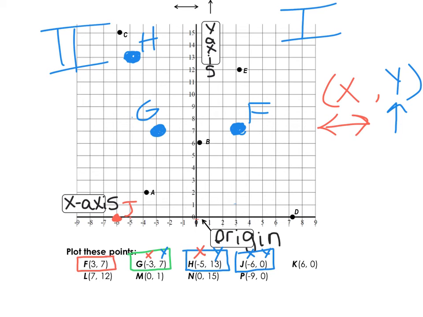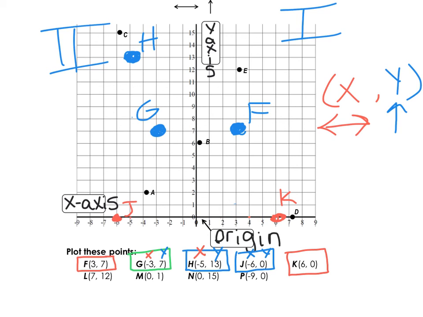All right, now we're going to do K. And let's look at when the Y is 0. So again, like normal, we're going to start at our origin. Now, it says 6 to the right this time. So we're going to go 1, 2, 3, 4, 5, 6. And again, if our y is 0, we're not going anywhere. We're going to leave K right there.